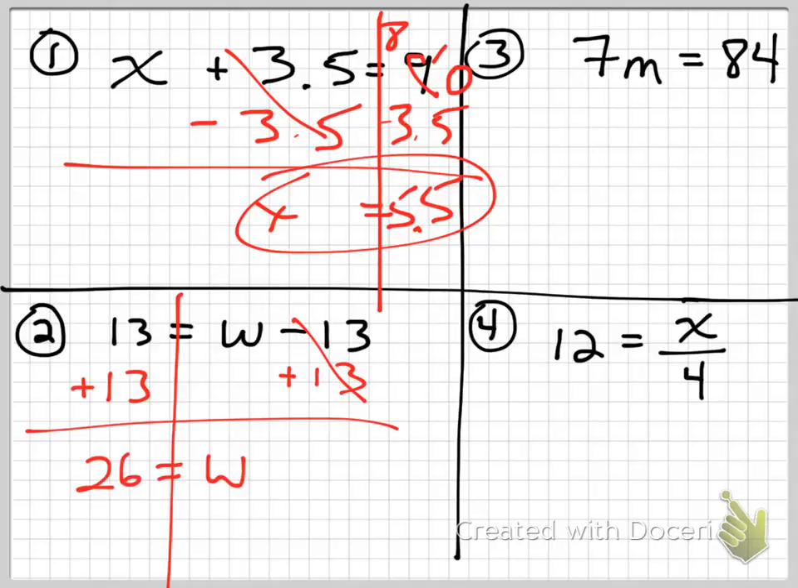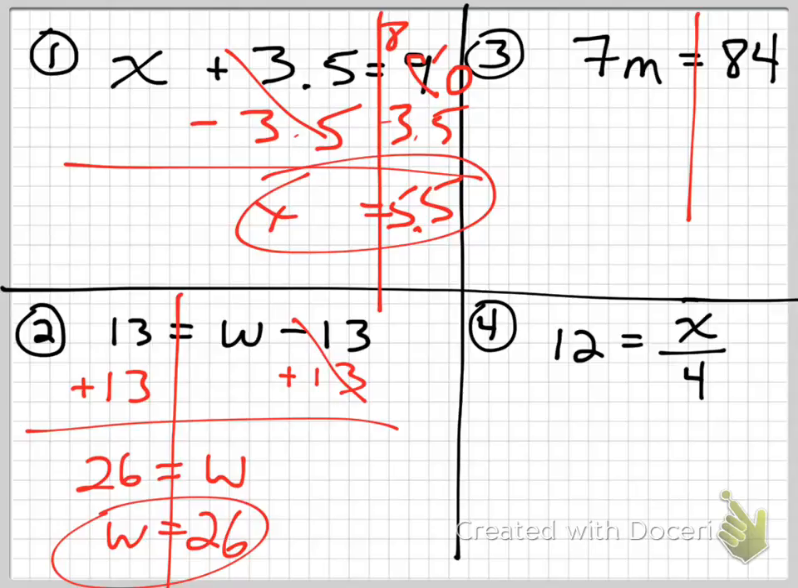Is that good enough? No, you got to flip it, right? I mean, the answer should be W equals 26. Starting next year, huh? It's fine. It's not a huge deal, but I think it should be flipped. But whatever. It's not huge.